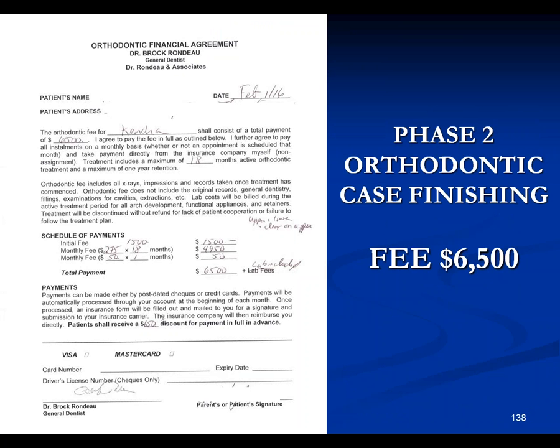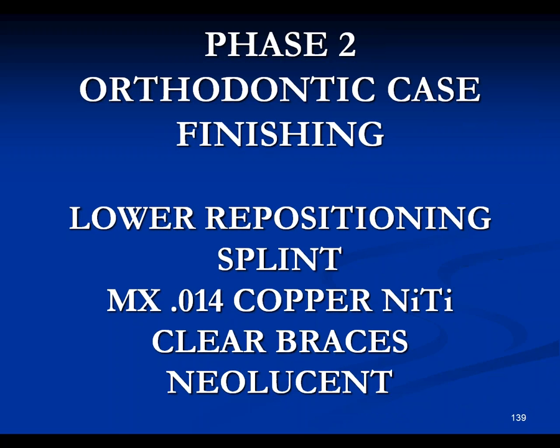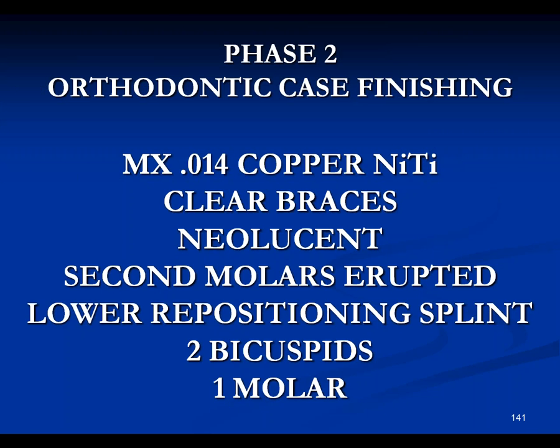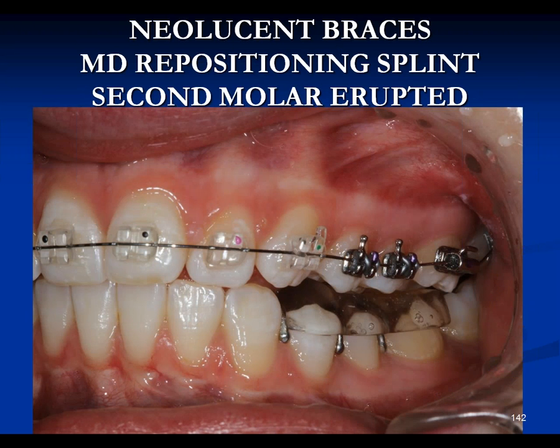So I then charge her $6,500 for case finishing. The next thing we have to do is try to finish the case. A lot of my patients like the clear brackets, so we put clear brackets on the upper front teeth, and then we're going to start erupting the teeth. Look at the molar, the second molar's come up. Remember, the splint only covered the two bicuspids and the first molar, but the second molar has come up on its own in about 6 months. So we don't have to bring that up, it's already up.